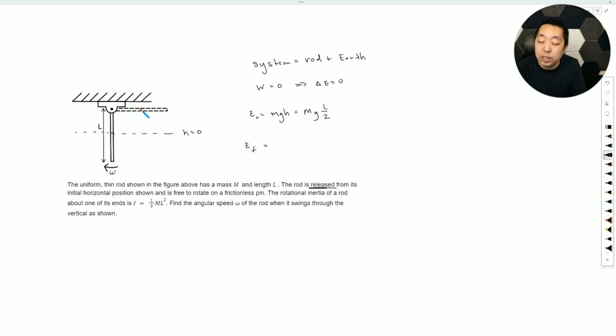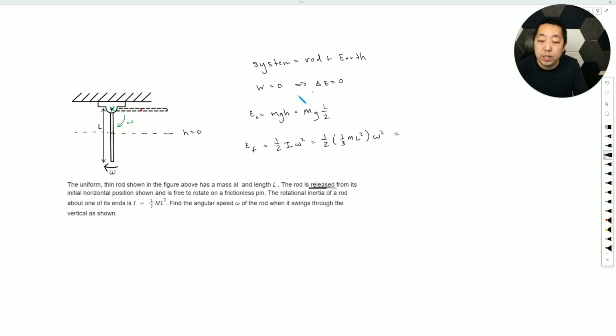Okay. How much energy does it have down here? Well, it has all kinetic energy. Now, does it have translational kinetic energy? No, because the axis of rotation is here, and the axis isn't moving. So it only has rotational kinetic energy, 1/2 I omega squared. And then the I we know is 1/3 ml squared, so this will be 1/2 times 1/3 ml squared times omega squared.